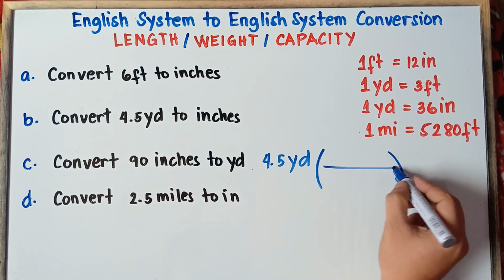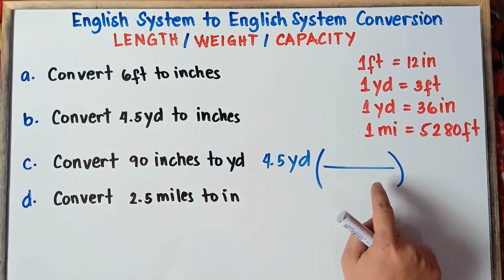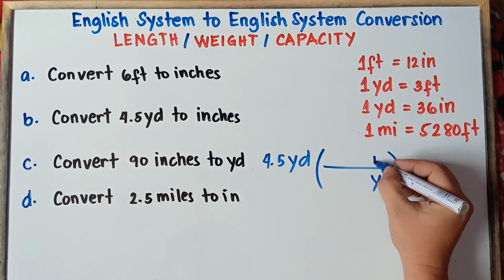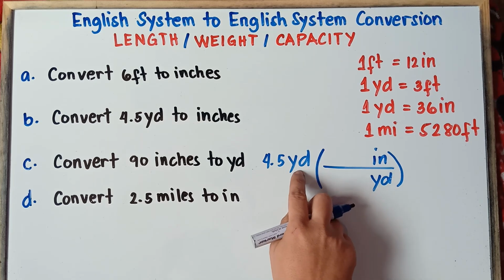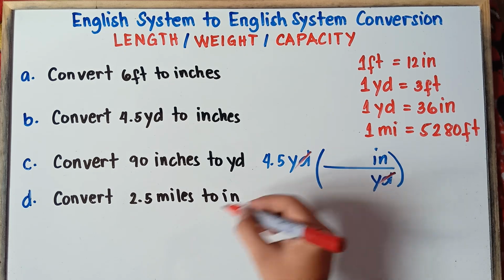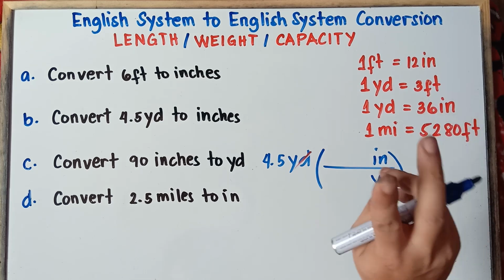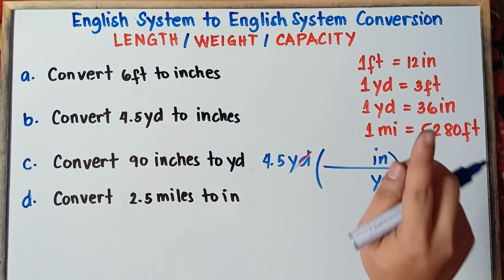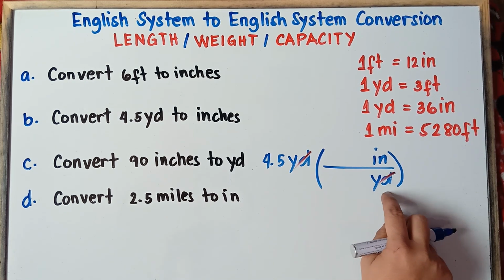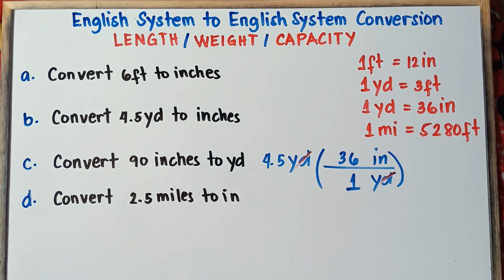You put a fractional bar. Once again, if our given unit is yards, the unit on the denominator must also be yards. And then we convert yards into inches. So this will be inches on the numerator, and yards on the denominator so that we can cancel out the units. And then our conversion, 1 yard is equal to 36 inches. Once again, class, be careful in writing the conversion. 1 yard is equal to 36 inches.